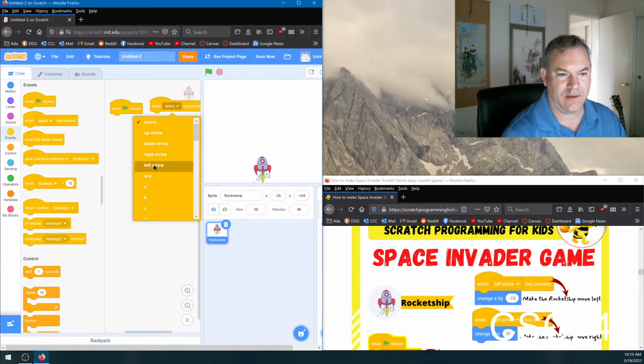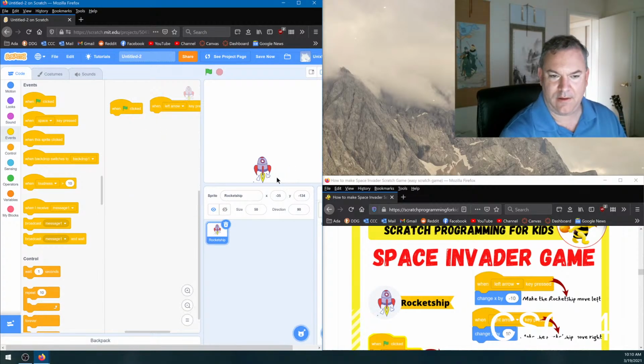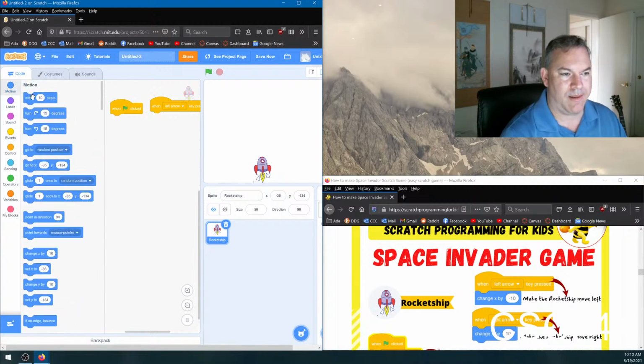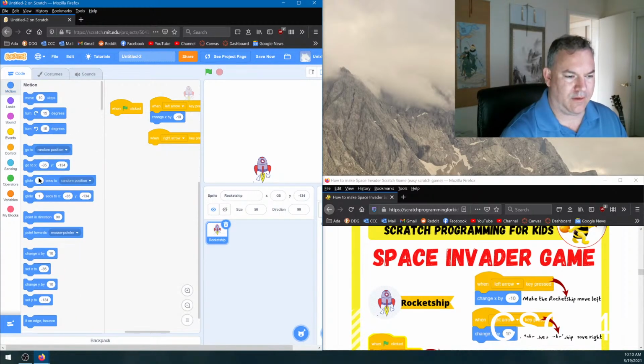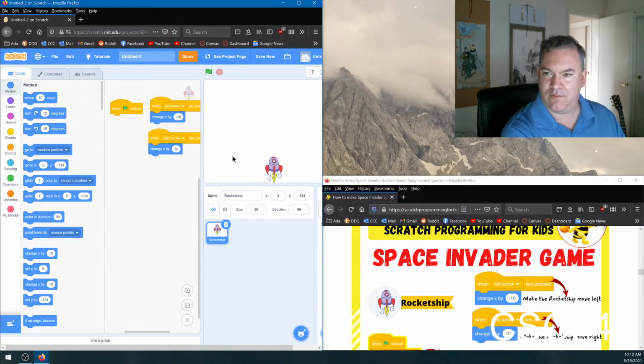So when the left arrow is pressed, then move the rocket ship to the left. Move, change x by -10. Again, you kind of have to take algebra to do programming. Algebra relies heavily on programming, right? Or programming relies heavily on algebra. So right arrow, when the user hits the right arrow key, we will change x by 10. And then you can see right arrow, left arrow, easy as that.